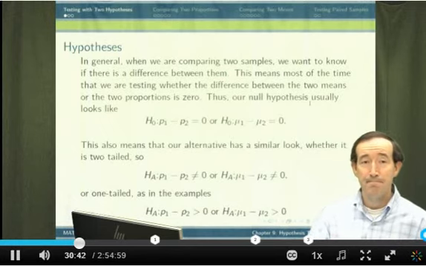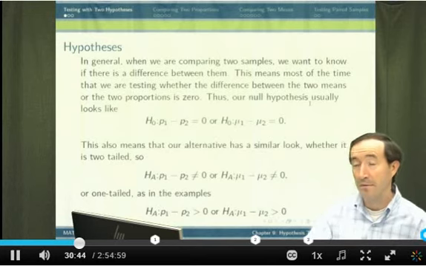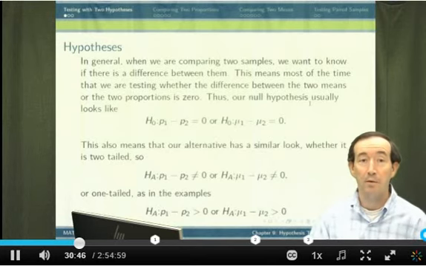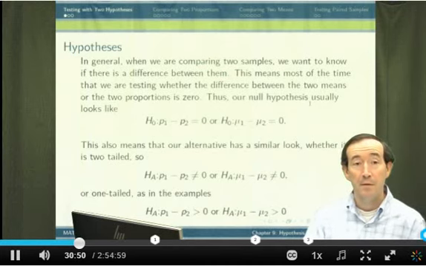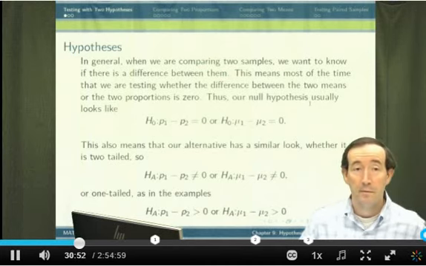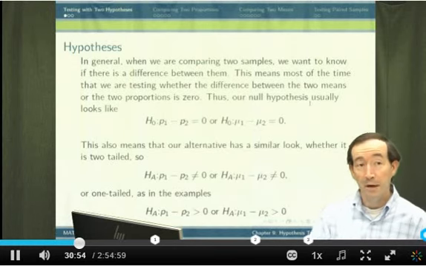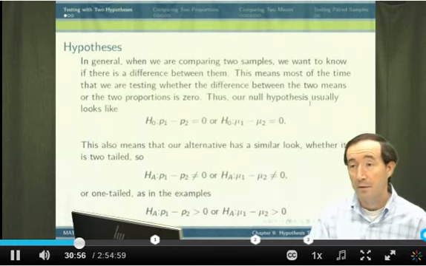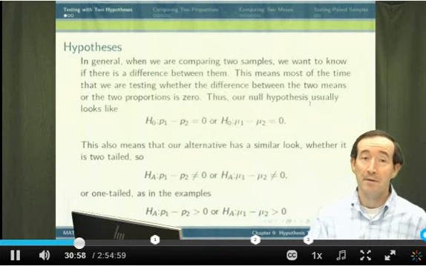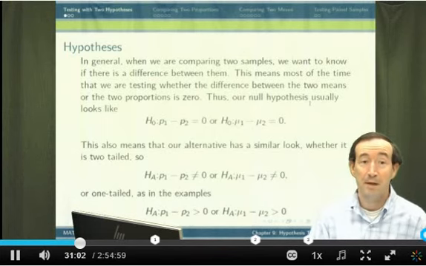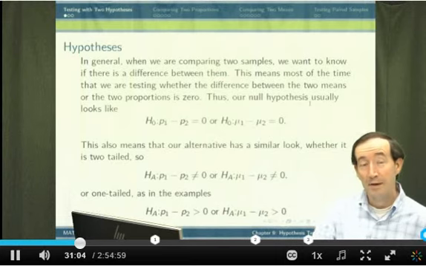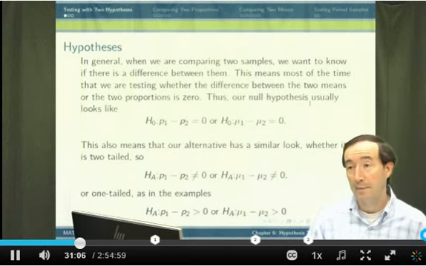If they're the same, then when I subtract the values, I will get 0. That's one thing that, if P1 is equal to P2, for instance, then P1 minus P2 is 0. But if P1 is not equal to P2, then P1 minus P2 is not equal to 0. And that's really what it means to be different. It's just that when I subtract them, I don't get 0. So that's actually how we will set up our hypotheses here.